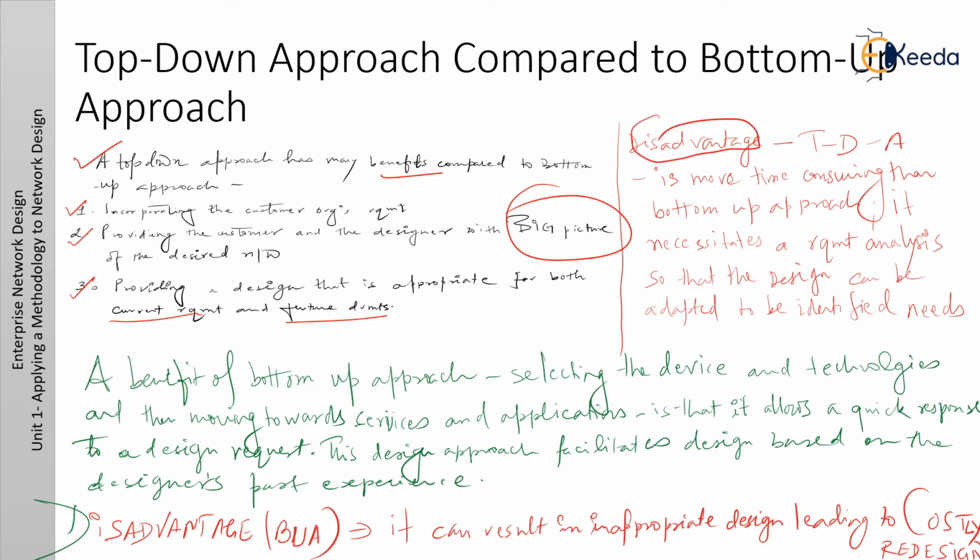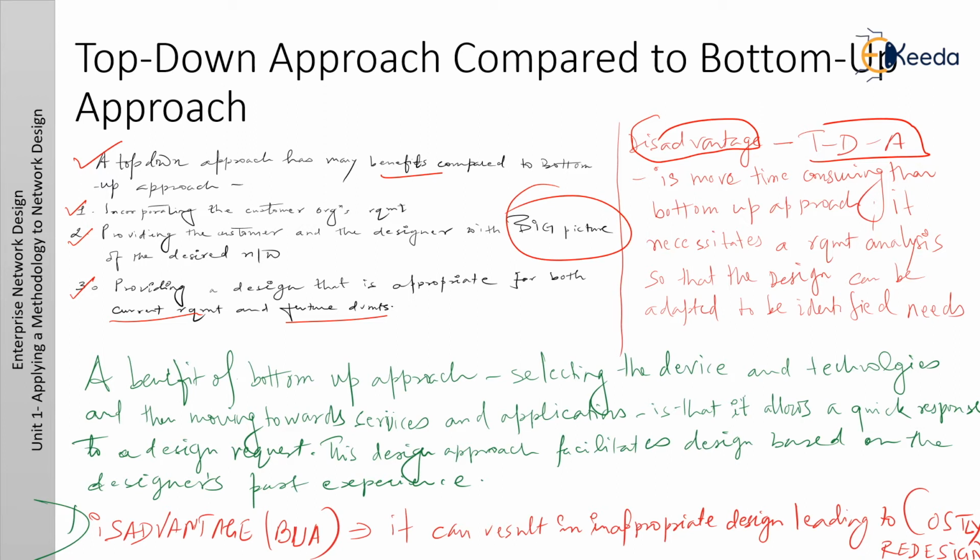So these are a few important tasks and benefits of the top-down approach, while some disadvantages are also there. It is more time consuming than the bottom-up approach. It necessitates a requirement analysis so that the design can be adapted to the identified needs. Although this looks like a bottleneck, I think this is an advantage too.